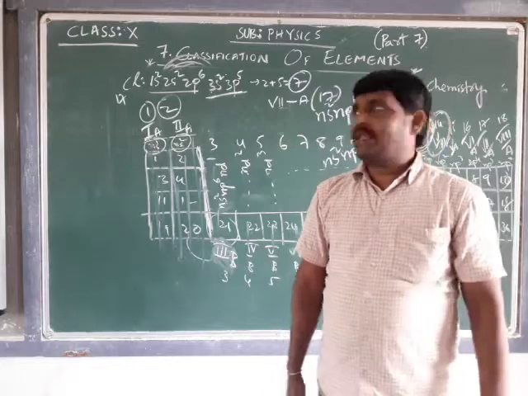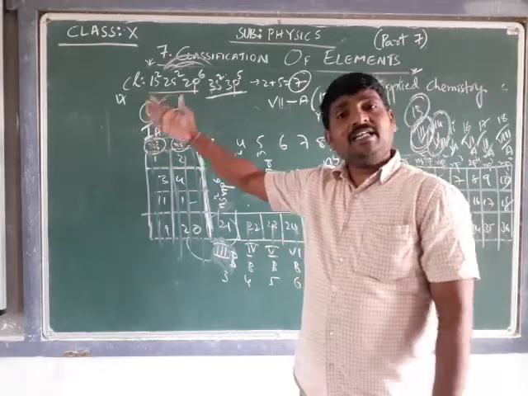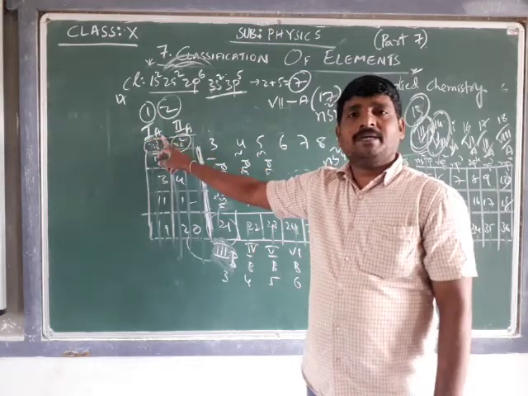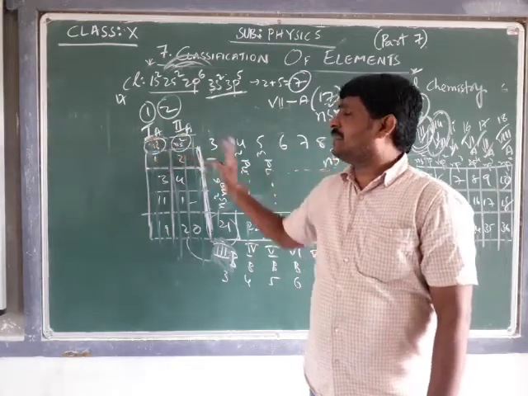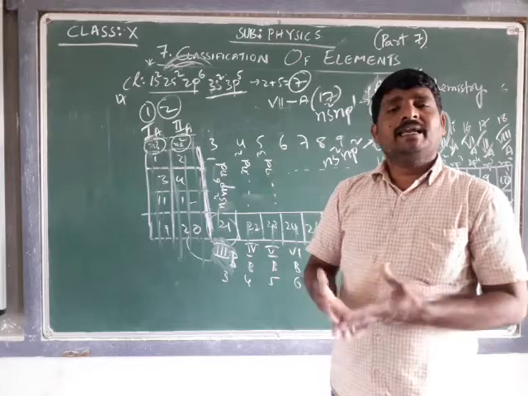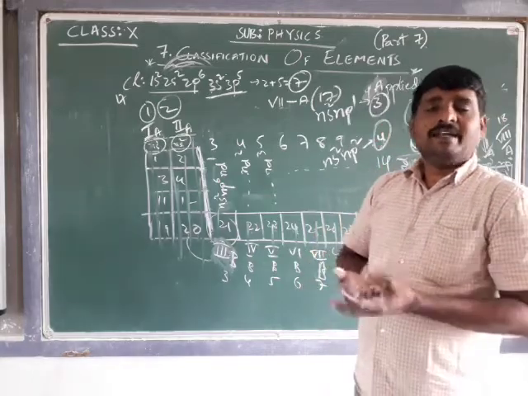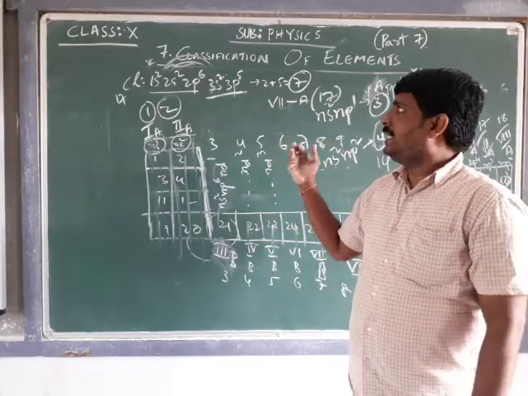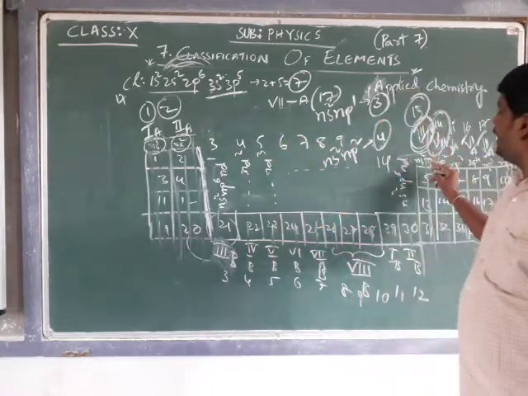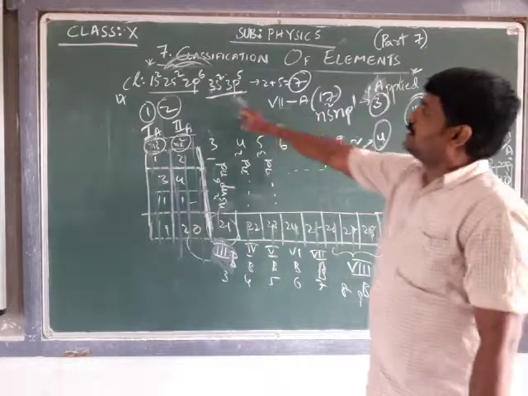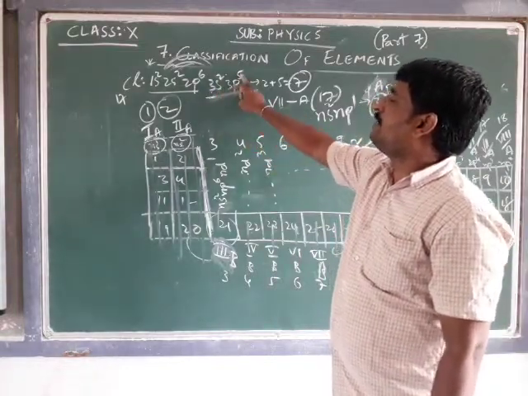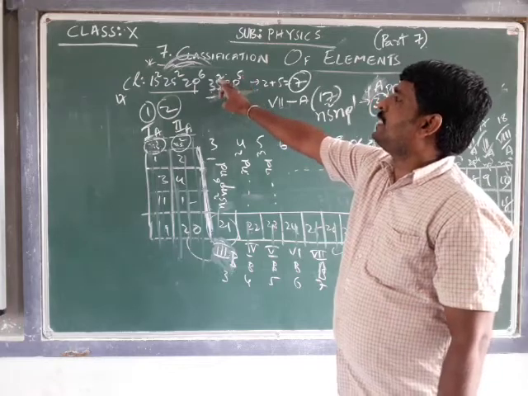There are 18 groups, and initially they were given as Roman numbers with a suffix, that is 1A, 2A, 3A, 4A, 5A. To get rid of that confusion, nowadays we are using the Arabic numerals 1 to 18. How to identify the group number from 1 to 18? According to the general formula of the last differentiating electron, that is NS2 NP5, which is 2 plus 5.